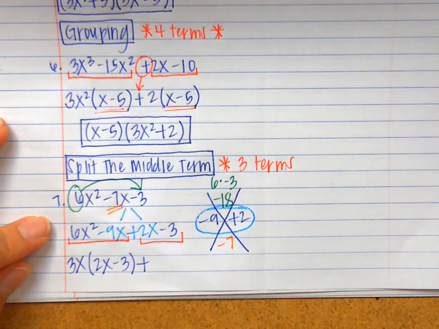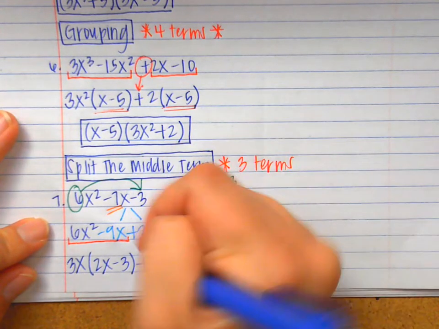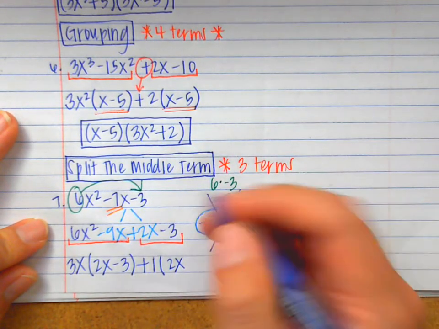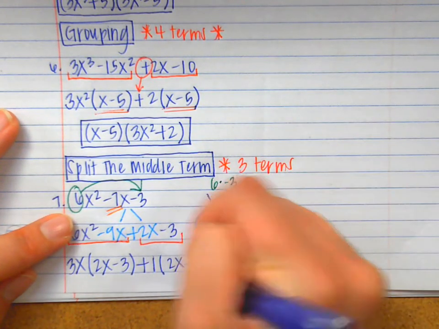Well, there isn't one. Nothing divides evenly into those. But what number do we know divides evenly into every single number? And if you're thinking 1, you'd be correct. 1. And so 2x divided by 1 is 2x. Negative 3 divided by 1 is negative 3.